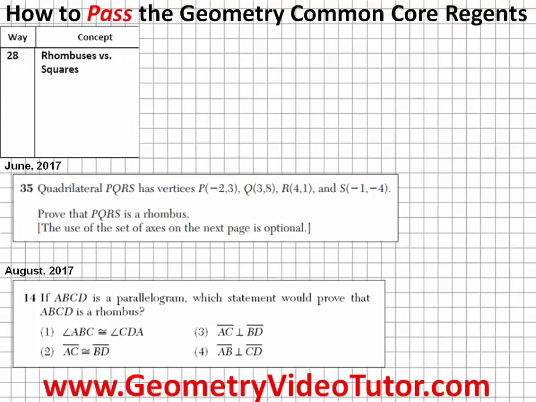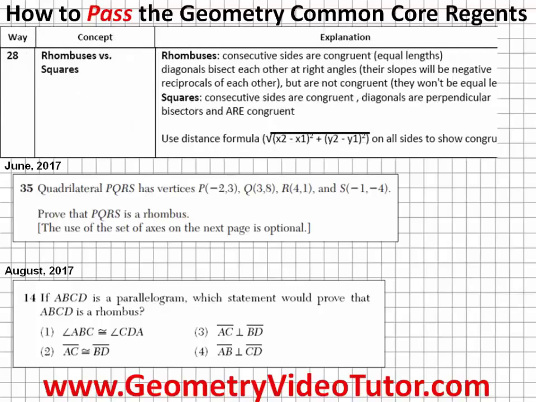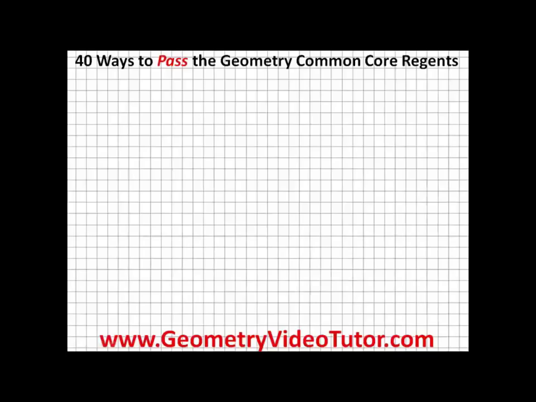Now that deals with way number 28. There could be a lot of confusion between rhombuses and squares, but you could read the explanation, or let me show you the video for way number 28 on how to pass the Geometry Common Core Regents, and then we'll come back and I'll show you how to answer each question individually. Way number 28 on how to pass the Geometry Common Core Regents.